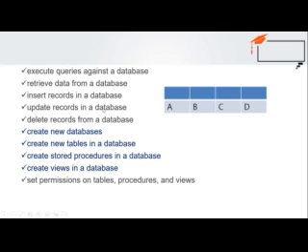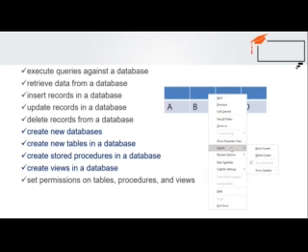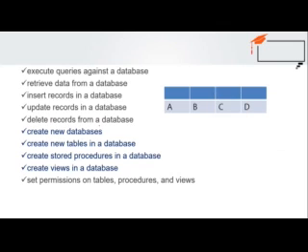Then update records. So here B is there, and I want to make it X, I can update easily. That is possible. Then I can do the important delete records from a database. So let's assume the table has A, B, C, D. If I want to delete, I can delete with the help of SQL only. I can delete anytime. So if I want to remove D, I can remove it.